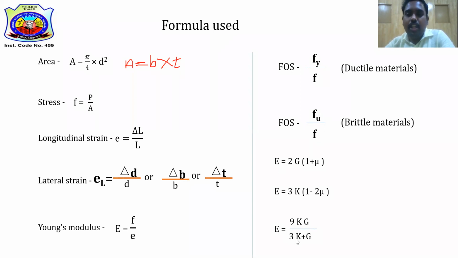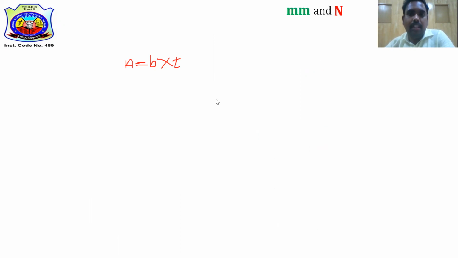And these are the engineering constants, the relationship between engineering constants: E equals 2G into 1 plus mu, E equals 3K into 1 minus 2 mu, E equals 9KG by 3K plus G. Okay, students, these are the formulas used. In the next slide, let us understand unit conversions, one of the very important concepts. In the next class, I'll be dealing with the unit conversions.